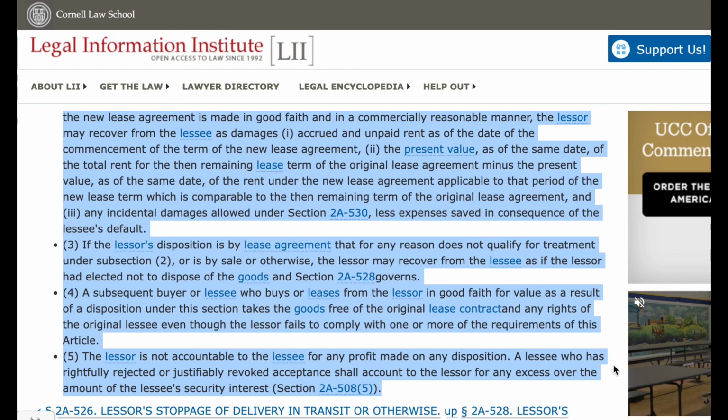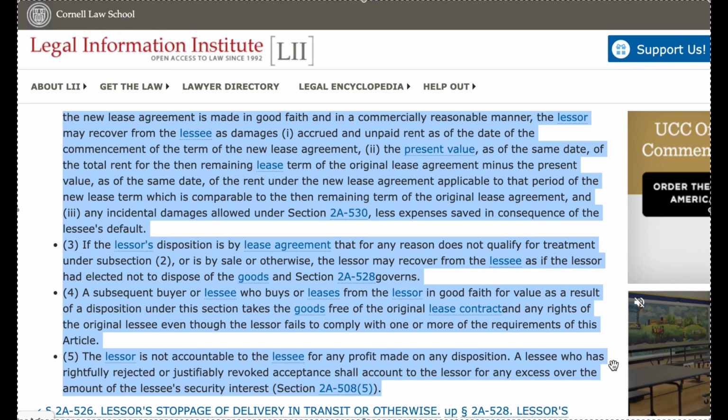4. A subsequent buyer or lessee who buys or leases from the lessor in good faith for value as a result of a disposition under this section takes the goods free of the original lease contract and any rights of the original lessee, even though the lessor fails to comply with one or more of the requirements of this article.